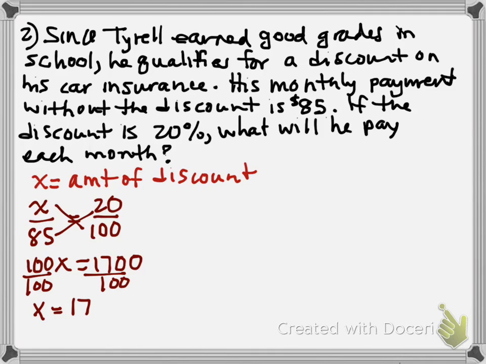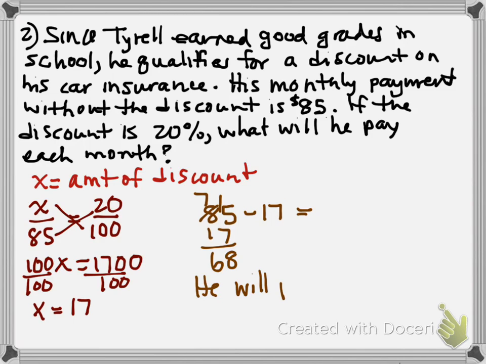Now, we're not done because that's just the amount of the discount. So what do I do next to get to my final answer? Okay, so I'm going to take my original cost and subtract the discount from it. And then I'm going to do it this way. And I get 68. So basically what he's going to pay, and I didn't write the other one as a sentence, he will pay $68 a month for car insurance.